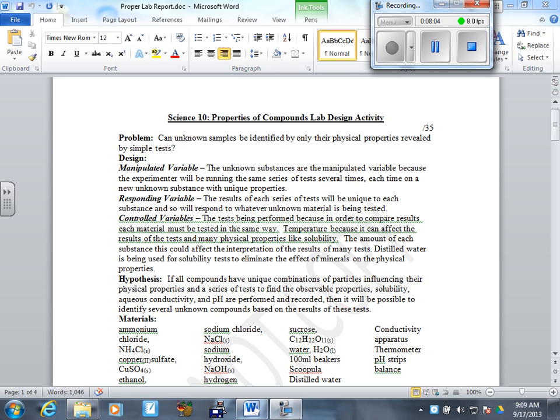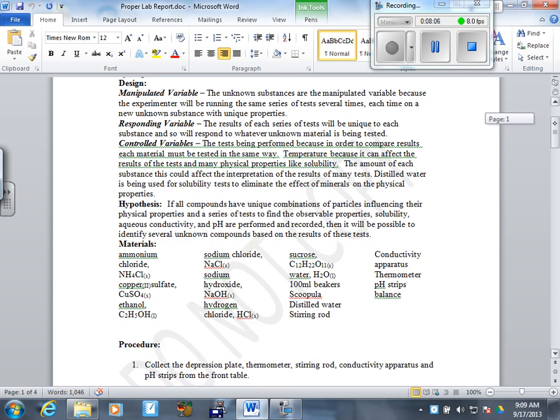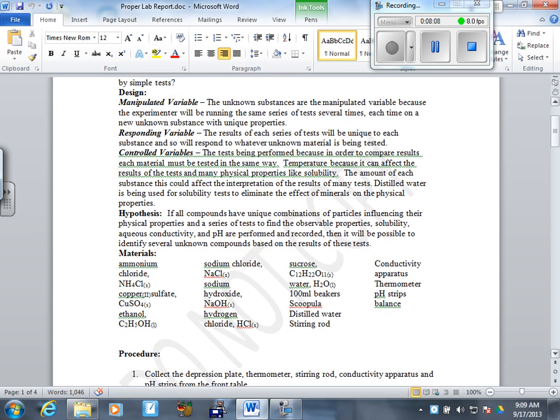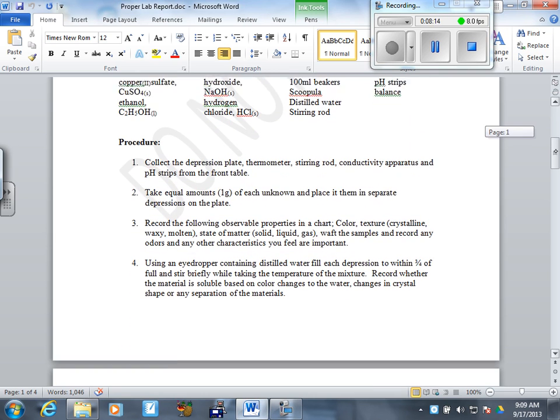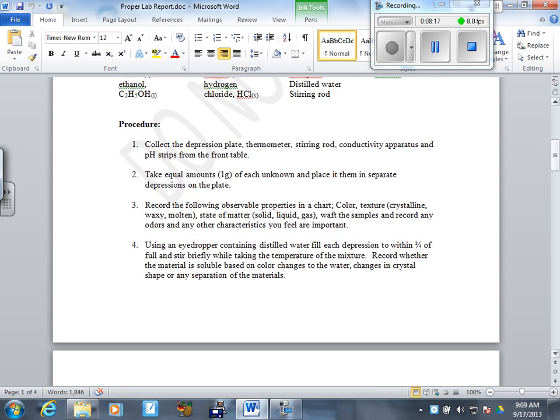Now, you didn't have to write out the materials, okay? You could have written "see sheet," but since I had the original document, I just copied and pasted. Then for your procedure, I wanted some detail in the explanations of what to do for each step. Unfortunately, I did see a lot of "get stuff, put in each depression, perform observable properties test." Okay, what if I don't know what an observable properties test is? Am I going to do it right with that explanation?